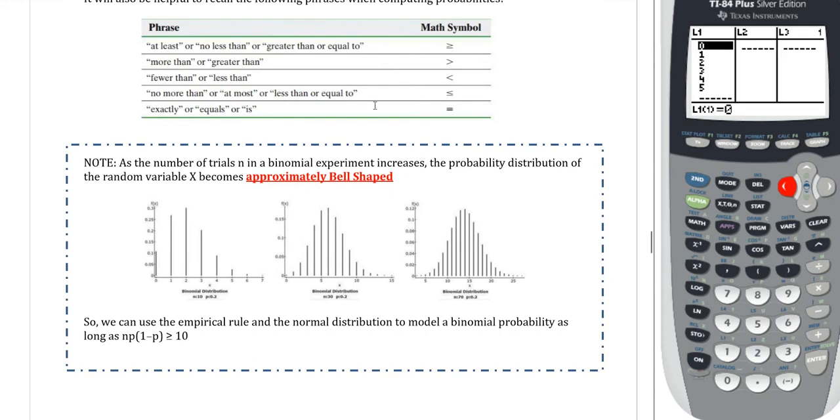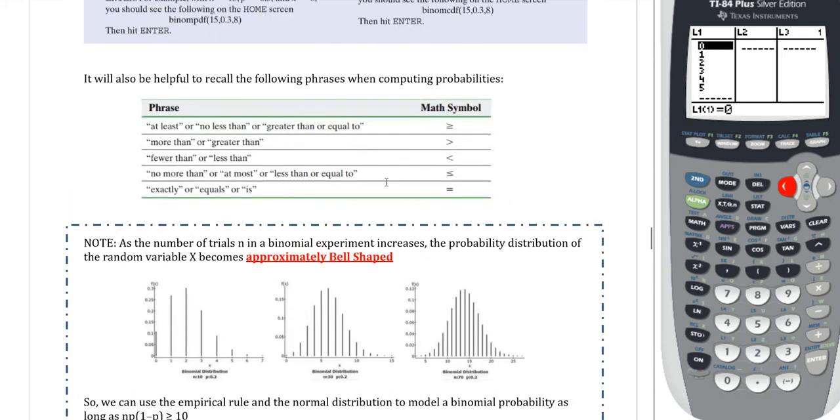There's also some information here, including a table of common phrases you tend to see. For example, at least, no less than, and greater than or equal to all mean the exact same thing, which means greater than or equal to. We need to recognize these symbols because we will see these phrases in different ways, and we need to recognize what number of successes we're really looking for. Sometimes we'll look for an exact number of successes, sometimes we're looking for a direction. So we need to make sure we understand what these phrases mean. If you have trouble with them, make sure that you refer back to this table that's available to you.